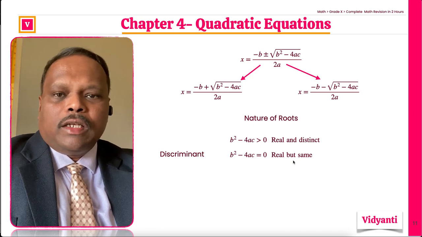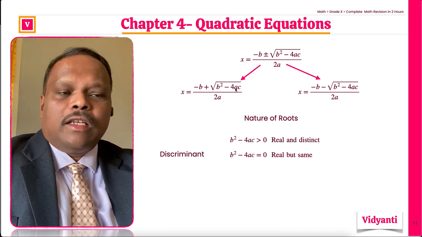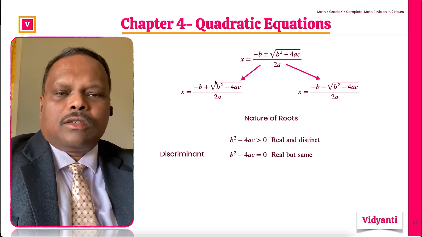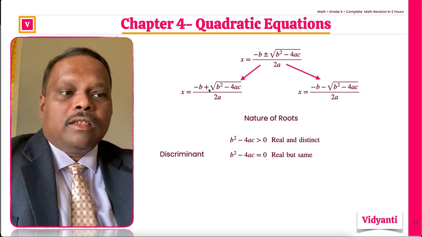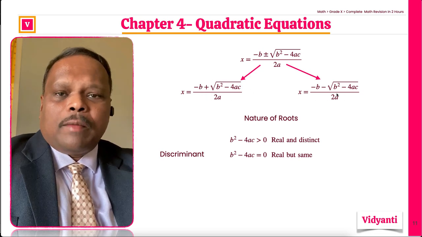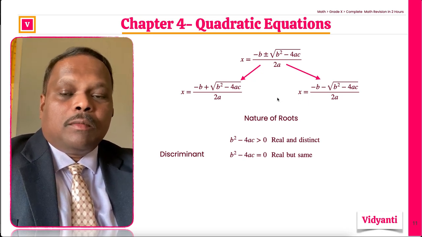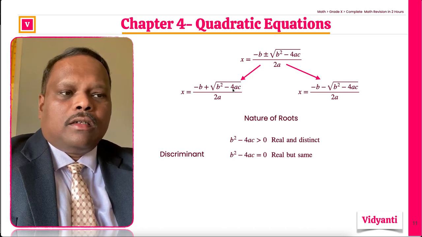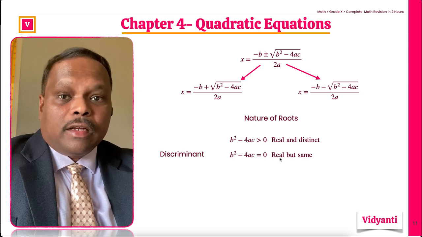Now, the second possibility is b square minus 4ac, which is the part under the square root, is 0. Square root of 0 is nothing. So there is nothing to be added and subtracted. Whatever is happening here, same thing happens here because there is no differentiating part. That distinguishing part, the discriminant, since it is 0, is unable to provide two separate values. And in that case, you will get a real answer, which is equivalent of minus b upon 2a.